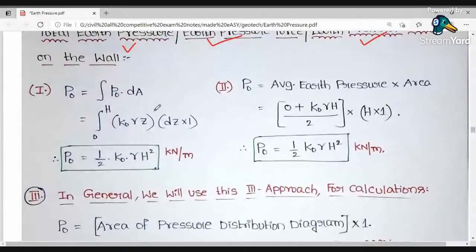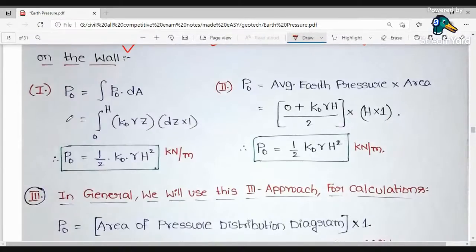So here you can see that P naught is basically the integration of P naught dA. dA is the area and P naught is the pressure. Pressure into area is basically the force. So we are trying to determine the force, right?